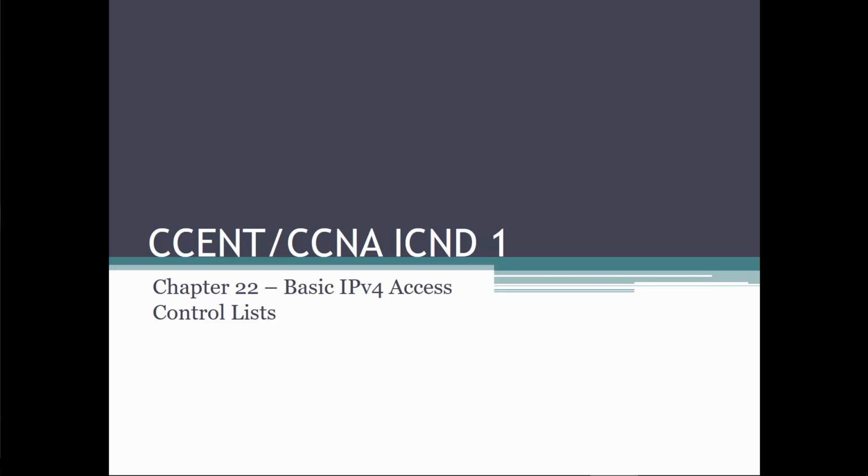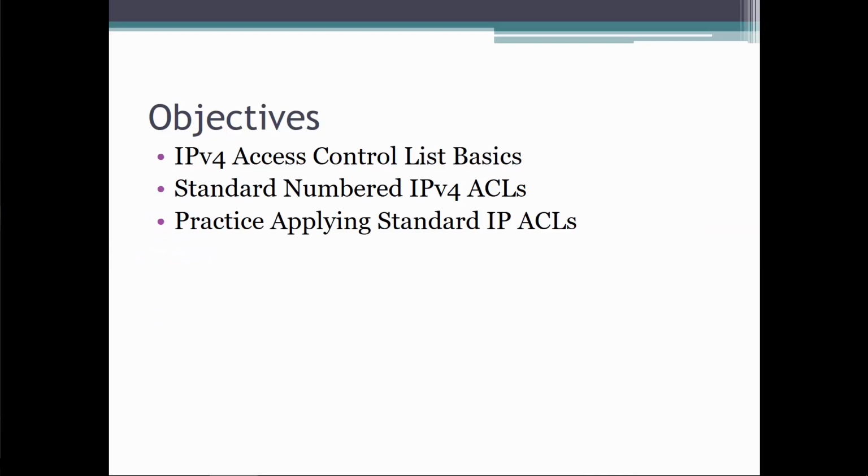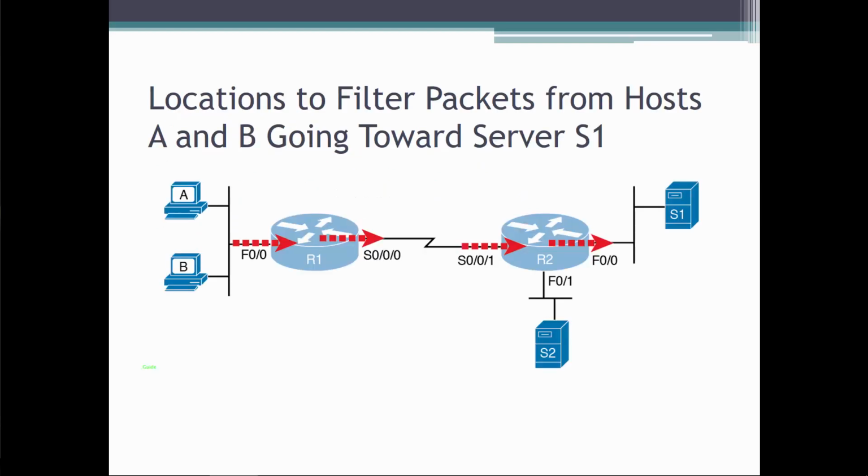Welcome to my CCENT CCNA ICND1 study material. This is chapter 22, Basic IPv4 Access Control Lists. In this chapter, we're focusing heavily on standard ACLs. Part of our objectives is to learn about access control list basics, learn about the standard, and practice applying standard ACLs.